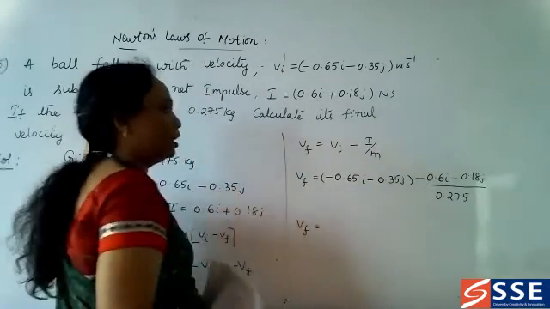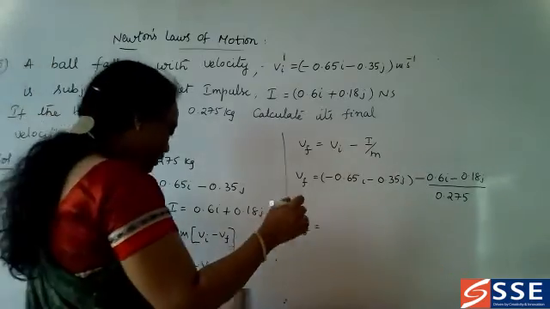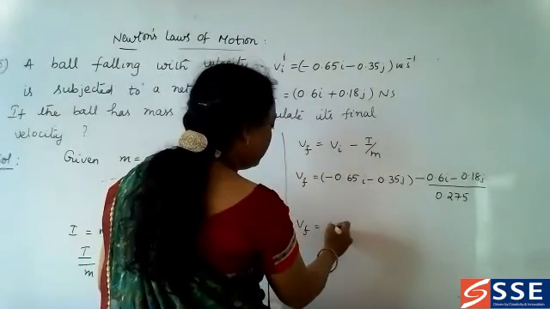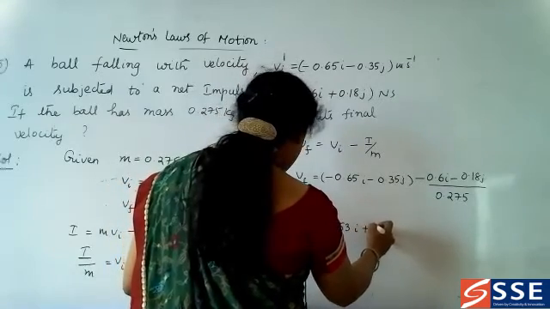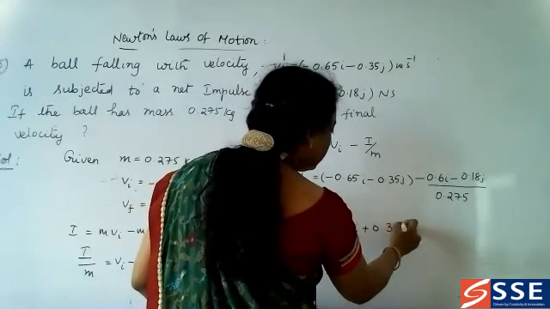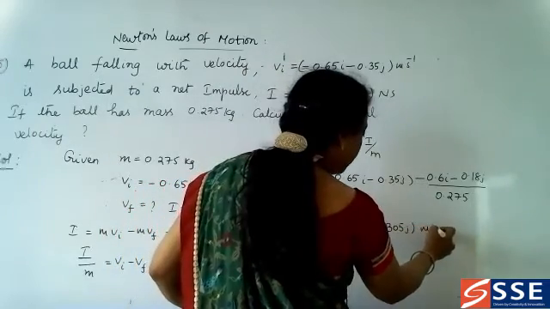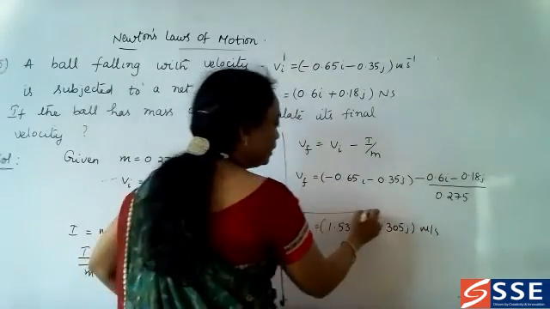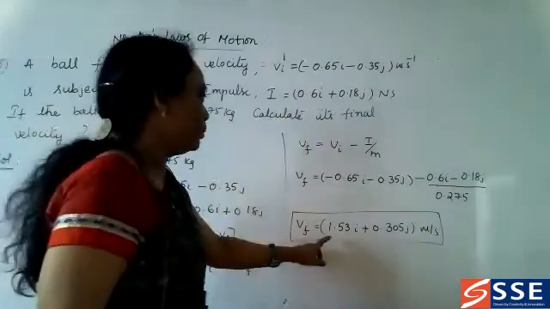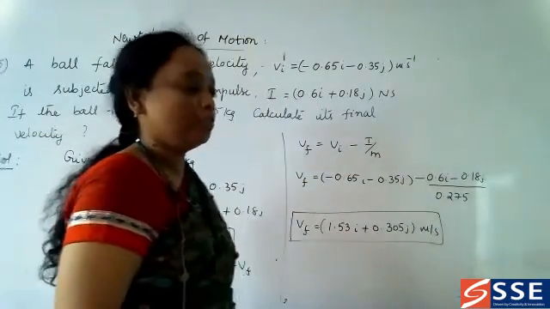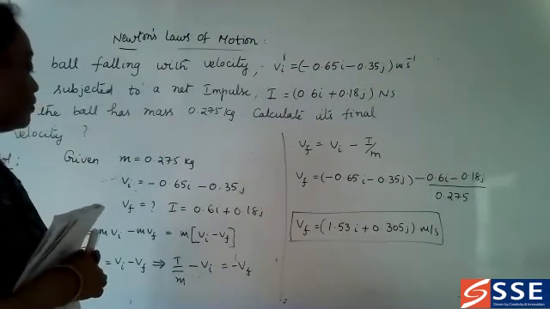Therefore, Vf is equal to, so here we have to take the LCM. So after taking LCM, finally you got 1.53 I plus 0.305 J, and so this is the final answer, meter per second. So Vf is equal to 1.53 I plus 0.305 J. So this is the final velocity in case of impulse.